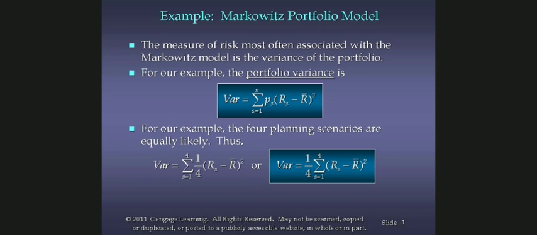And for our example, the 4 planning scenarios are equally likely, thus giving us the formula: variance is equal to the summation over 4 scenarios, where S is equal to 1, of 1/4 multiplied by R sub S minus mean of R, to the power of 2, or variance is equal to 1/4 times the summation over 4 scenarios, where S is equal to 1, of R sub S minus mean of R, to the power of 2.